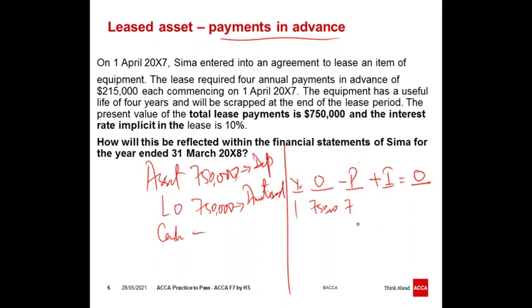Sorry, first you need to make the payments. The payment for each year is 215,000, and then interest will be charged at 10%. So first you need to deduct the installment because it is being paid in advance, and then you need to charge interest. It should be 53,500. And my obligation at end will be 750 minus 215, 588,500.